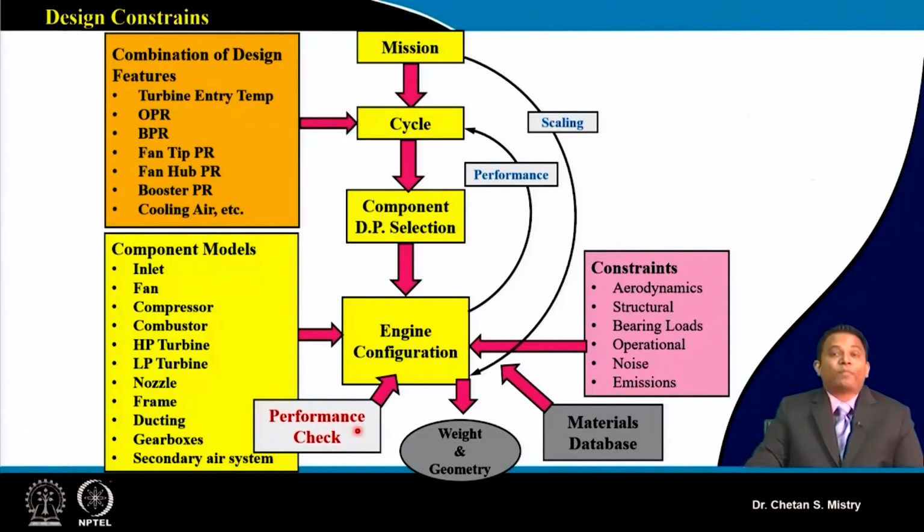We need to check our performance. We are also looking for special kinds of materials to be used. Suppose we are talking about the fan, whether we go with metal fans or composite fans. If we go with composite fans, what should the dimensions be? So again we will have our constraints. Those constraints are because of aerodynamics, structure, bearing load, operational requirements, noise and emissions. All this together imposes some restriction on our engine.